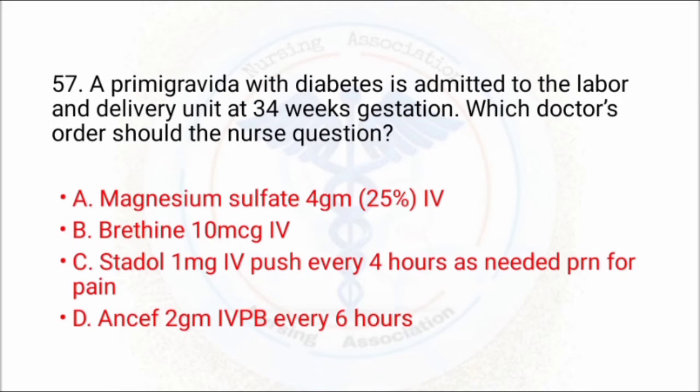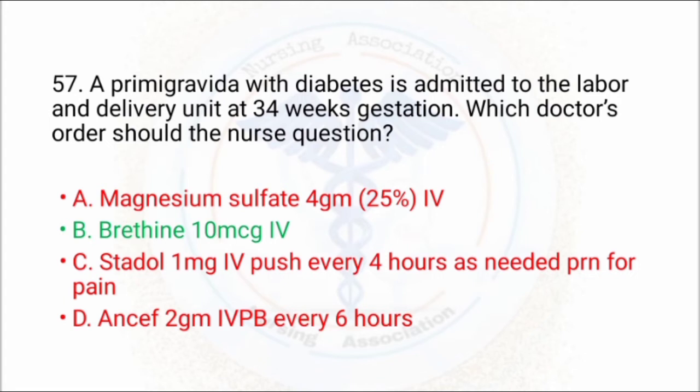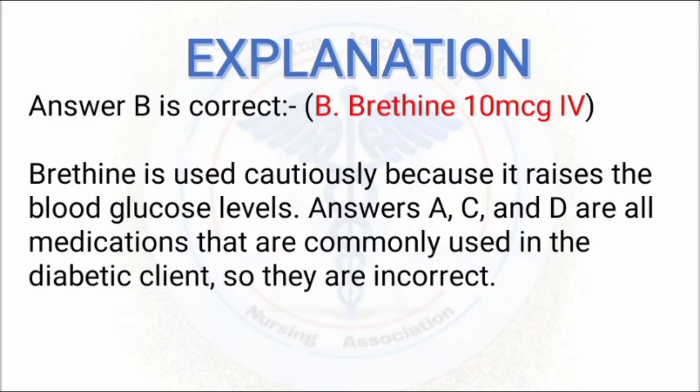So let's see the correct option, and the correct option is option B, Brethine 10 mcg. So let's see why this is correct. Brethine is used cautiously because it raises the blood glucose level. Answers A, C and D are all medications that are commonly used in the diabetic client. So here first of all we have to see what is primigravida. A woman who is pregnant for the first time is called a primigravida. So options A, C and D are all medications commonly used for a diabetic client, and option B, Brethine 10 mcg, is the correct option.